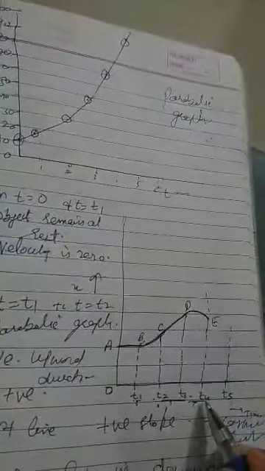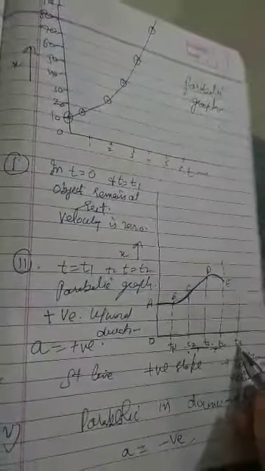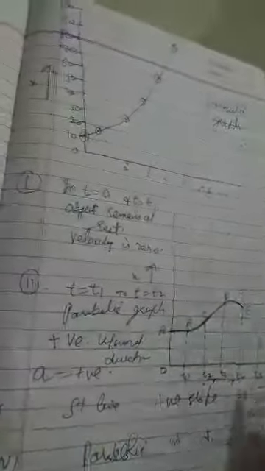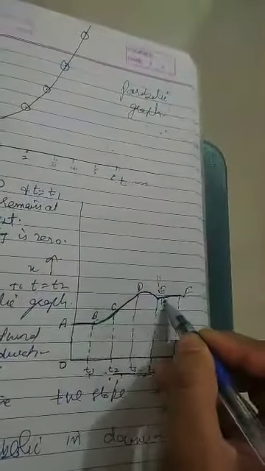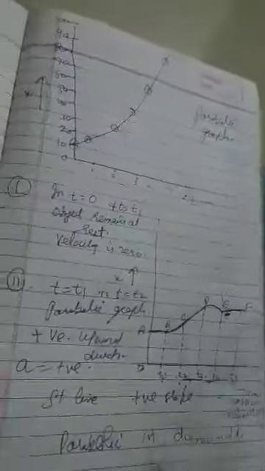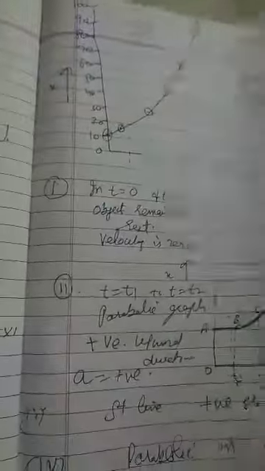Next, the last point, the fifth point, from time interval t4 to t5. From t4 to t5, again the object will remain at rest and this graph will be parallel to the time axis. Clear? The object will remain at rest. This was all about the position time graph in uniformly accelerated motion. This is very important. Next we will study the velocity time graph.